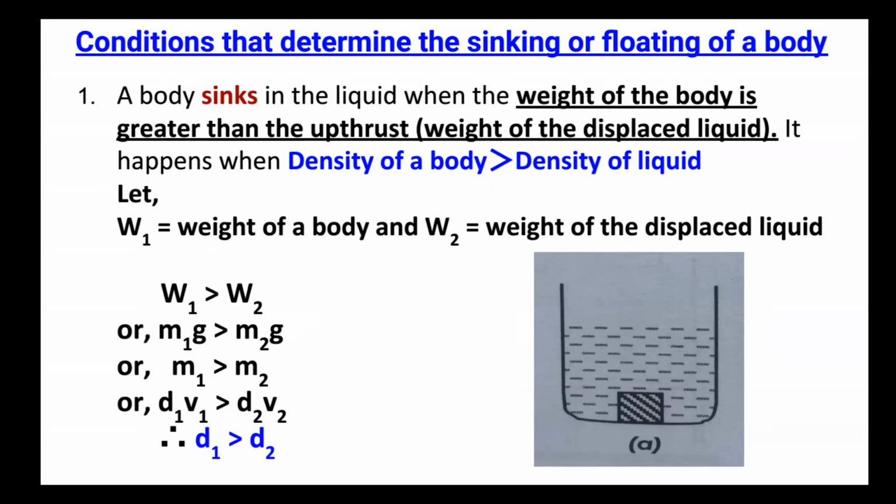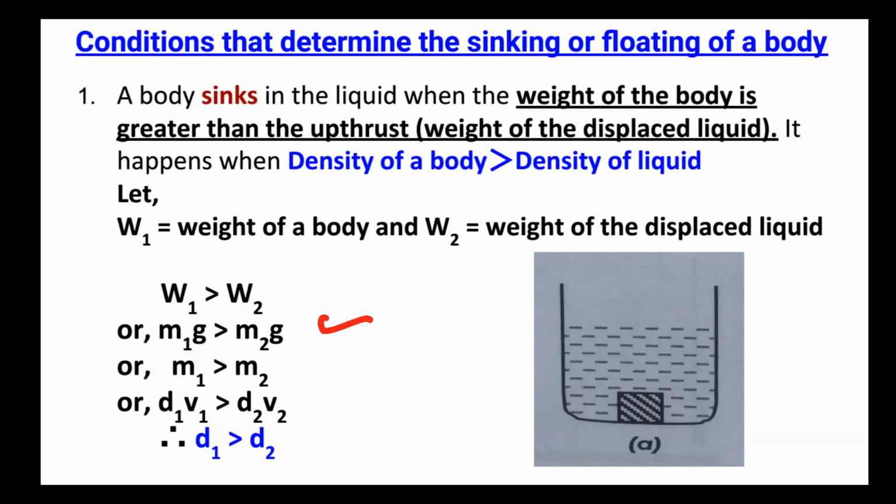So in this case, students, the weight of the body is greater than the weight of displaced liquid, which is greater than the upthrust. So we can show what happens there, especially the consequence of density between a sinking body and the liquid. So W1 is greater than W2. Here W1 means the weight of the body, and W2 is the weight of displaced liquid. If we express the formula, the weight of the body is mg, so W1 is equal to m1g, and W2 is equal to m2g, and g is the same in the same place, so it is constant. Finally we get the relation m1 is greater than m2.